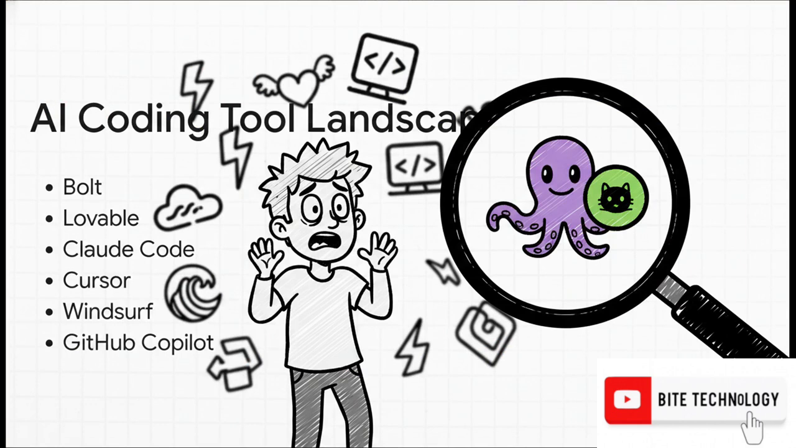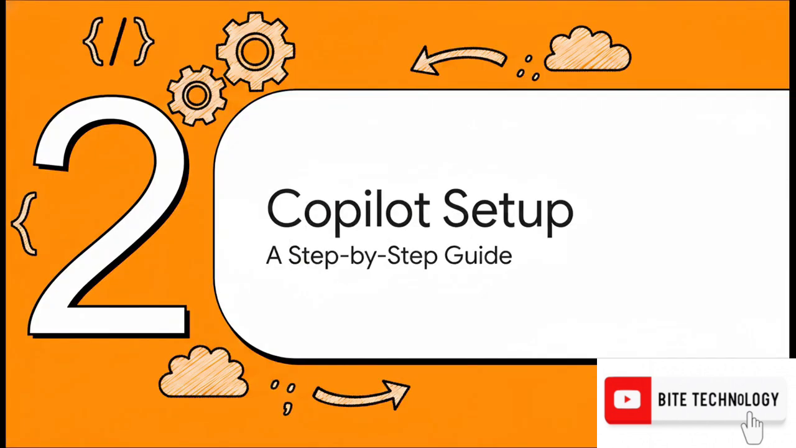You've got everything from these vibe coding tools like Bolt, which try to understand your intent from just plain English, all the way to fully AI native editors like Cursor. It can be a little overwhelming. And that's exactly why today we're going to laser focus on one of the most established and powerful tools out there, GitHub Copilot. All right, enough talk. Let's get our hands dirty.